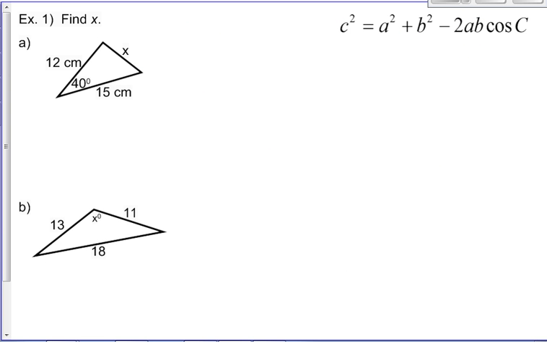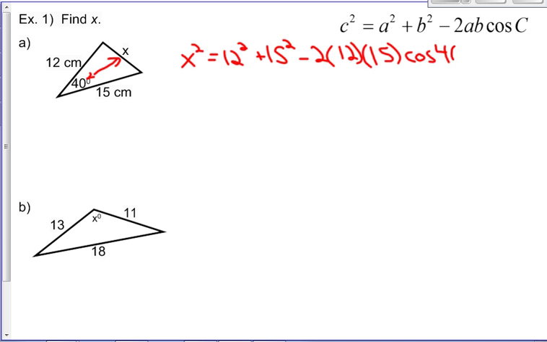Let's take a look at a couple of quick examples. So in this one, we want to find x. We know two sides and the angle between them. Yes, we can use cosine law. And here's how we'd set it up. x squared, the side we want, is across from that angle we know. That's good. It's going to be a squared plus b squared, doesn't matter which you call which, minus 2ab cos of 40 degrees.